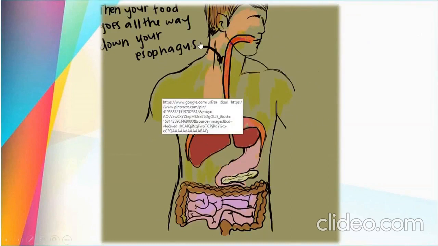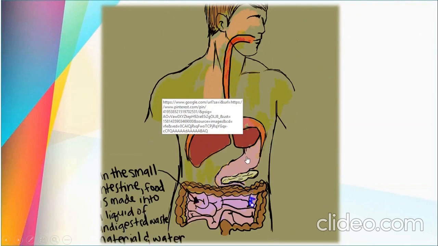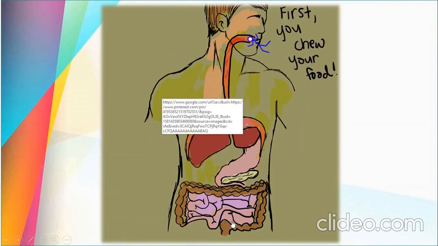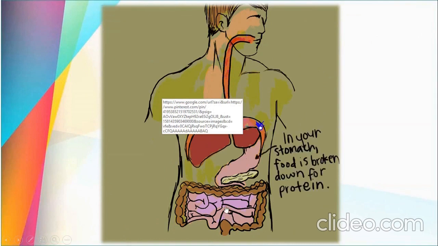Now, this diagram indicates that when food is eaten, it passes to the stomach, and in the stomach the food is broken down. After that, in the small intestine, the food is made into liquid form, and in the large intestine, water is absorbed into the bloodstream. And the last step is that the food waste gets excreted from the body.